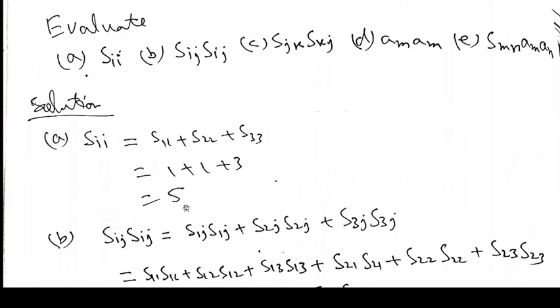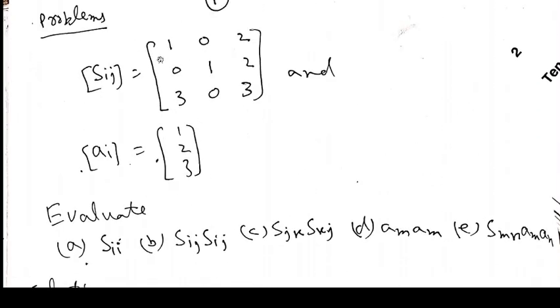So if you simply multiply these 2 matrices, and say that this is the simple multiplication, then the result will again be a matrix.